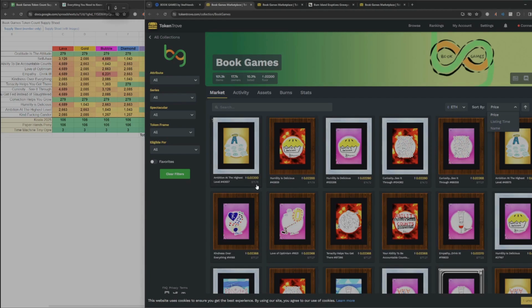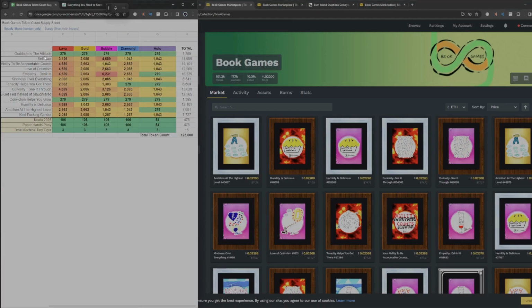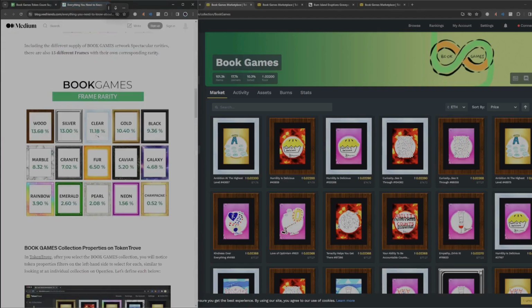$71 cash, denominated in USD. In Ethereum, it's 0.02200. This is an Ambition at the highest level. Clear frame gold. So where's that on the chart? Ambition. Okay, Ambition. Oh, it's only a 7,000 in circulation. Okay, Ambition, gold. Okay, clear. Where's clear at?